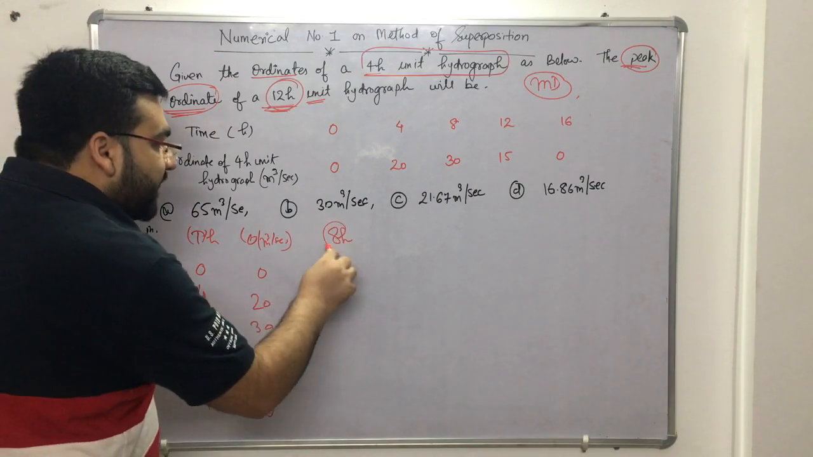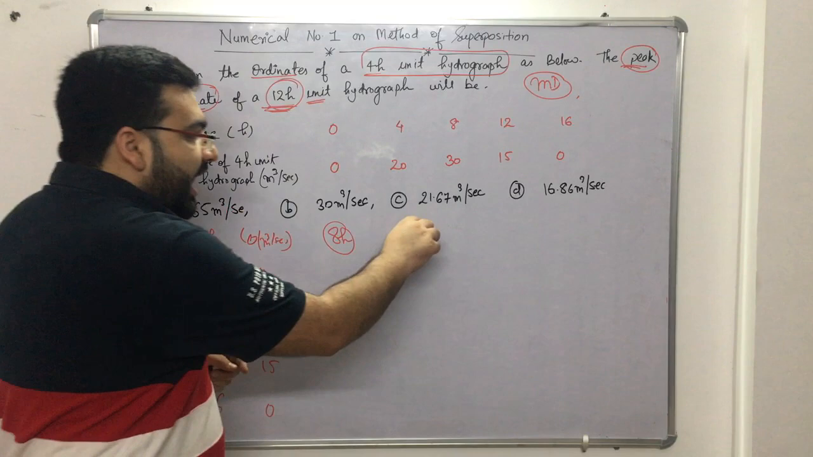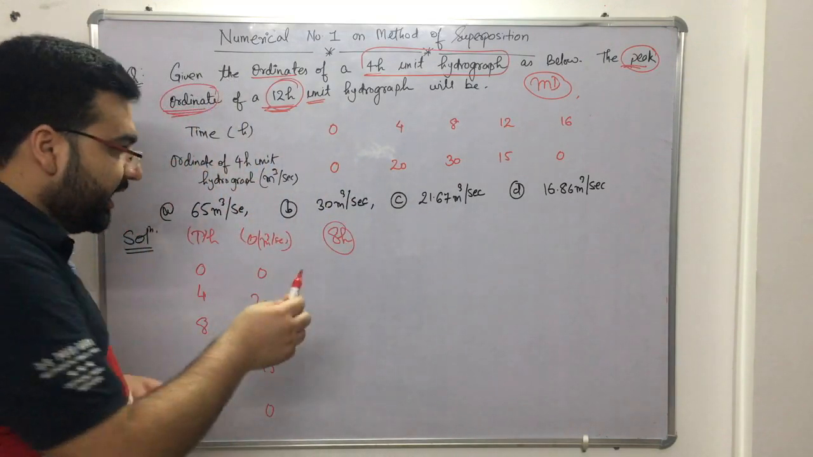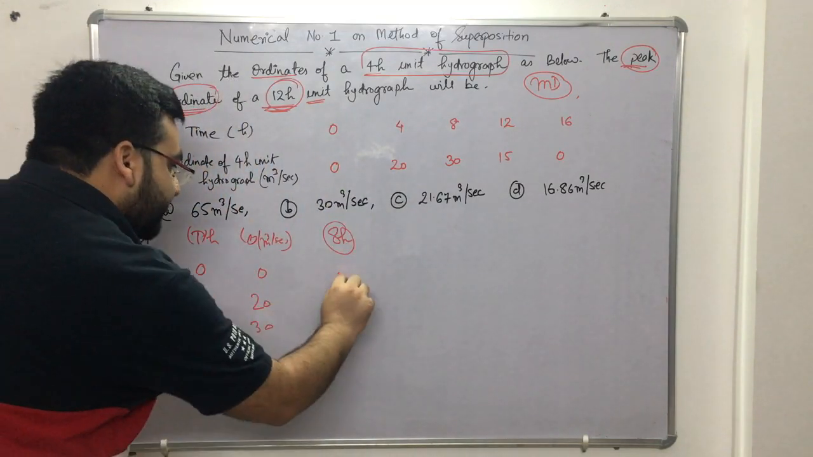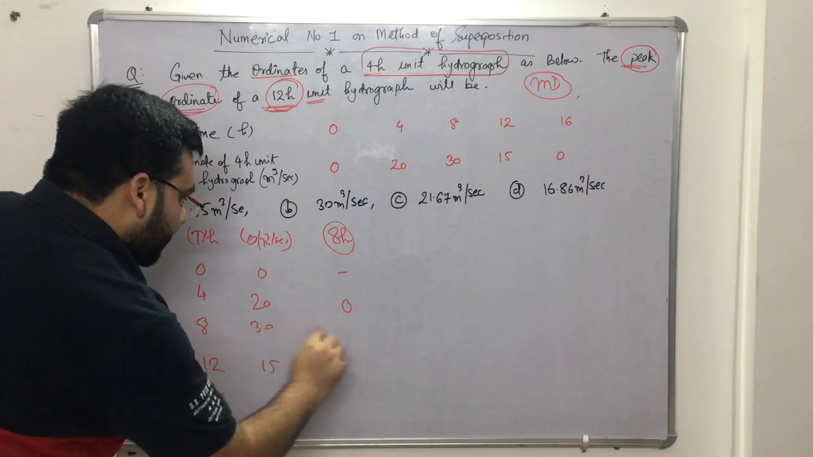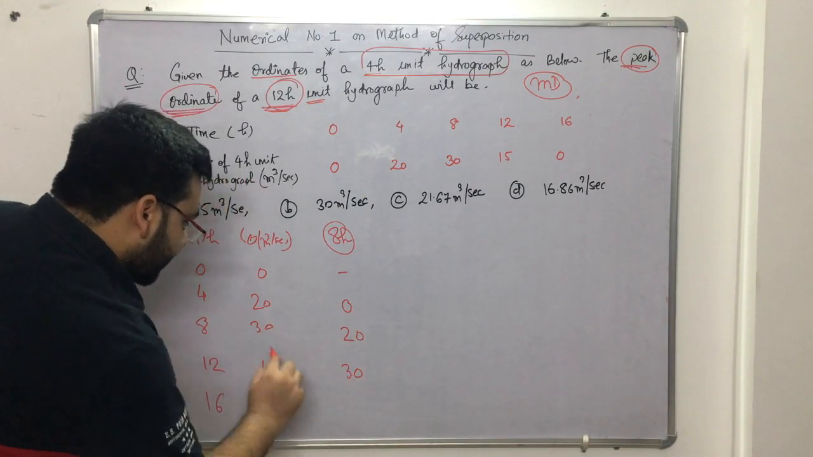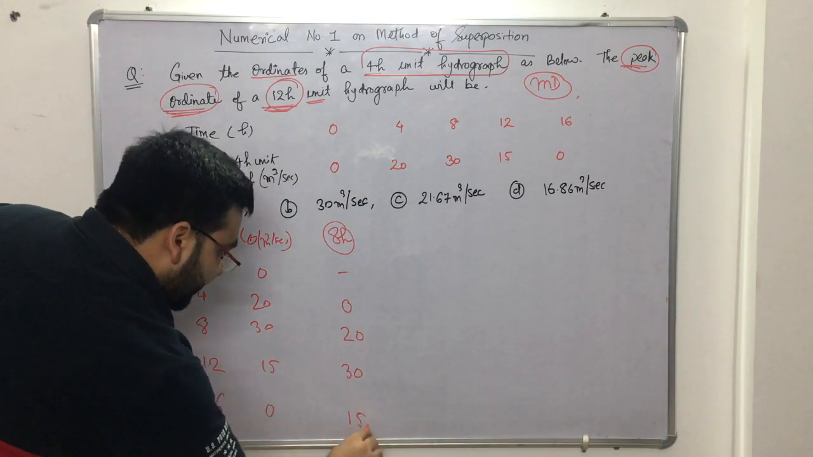So for the 8-hour unit hydrograph, what I have to do is lag the unit hydrograph by 4 hours, right? If I lag it by 4 hours, this will be a dash. So this will be 0 because of the lag by 4 hours. Now this will be 20, this will be 30, clear? This will be 15, and that will be 0.